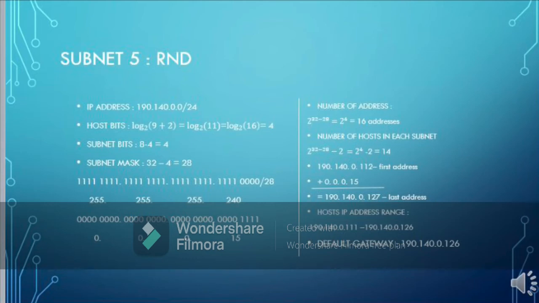190.140.0.111 until 190.140.0.126. The host IP address range is from the first address to the last address. Next is the default gateway, which is 190.140.0.126, which we get from the last address range.